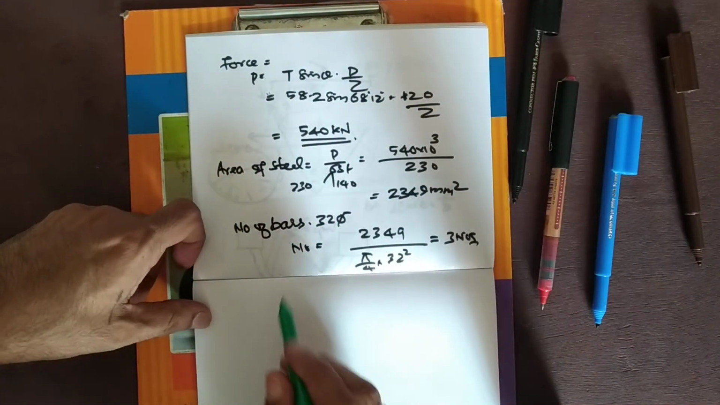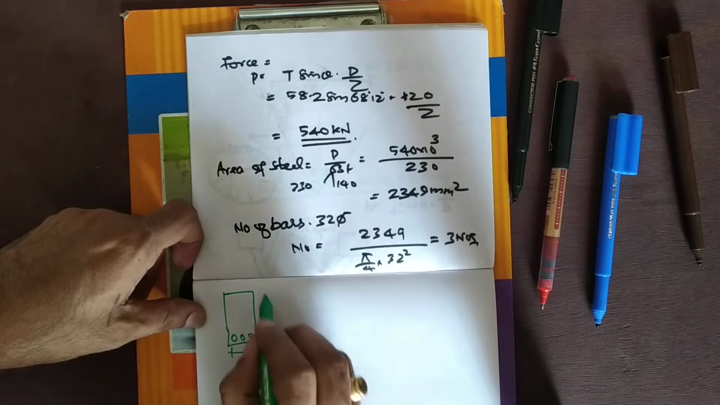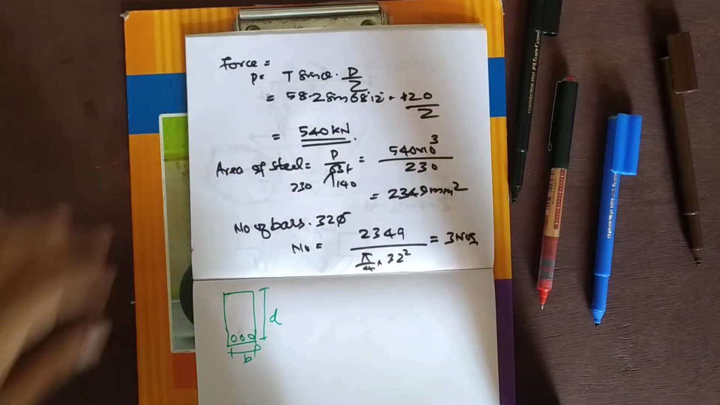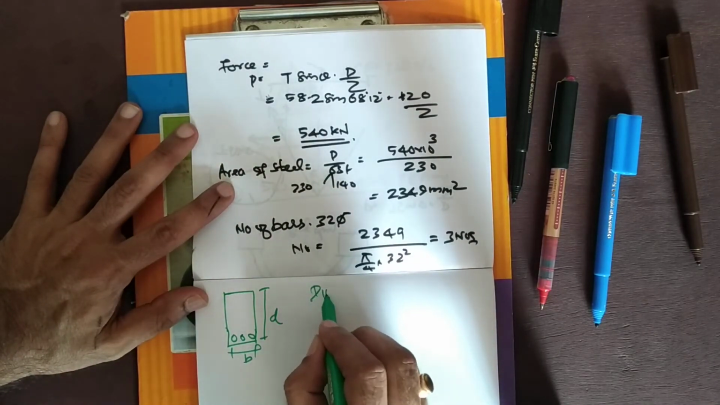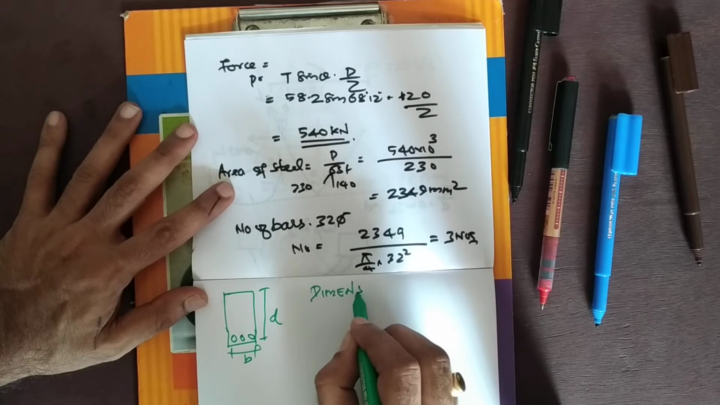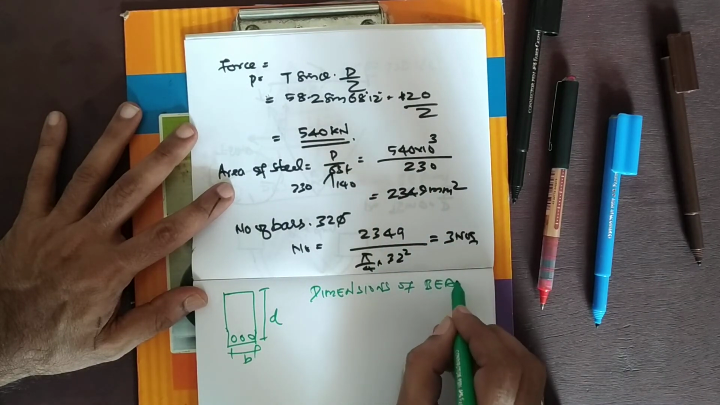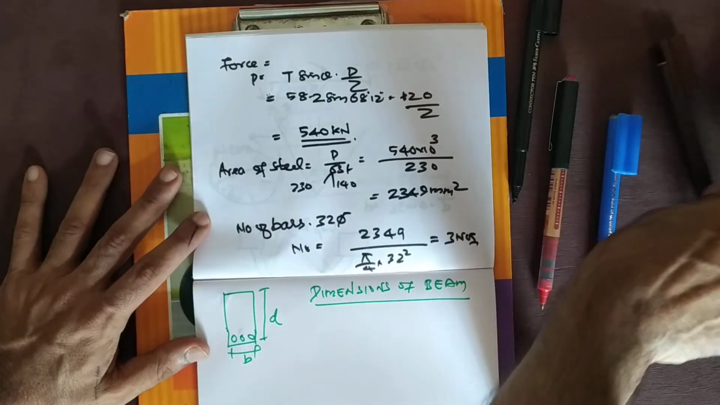So what is that we found out? We found out the area of steel, 1, 2, 3. But we don't know what is B and what is D. How much is width, how much is depth of the beam should be provided, we don't know. So let us calculate dimensions of the beam. Dimensions of the beam. How do we calculate the dimensions of the beam?